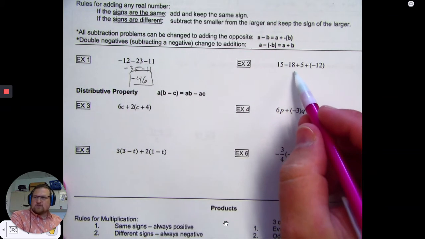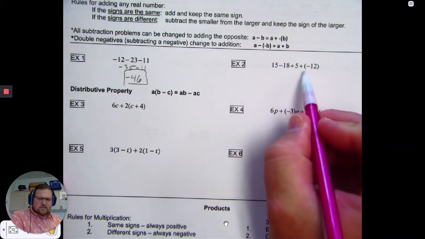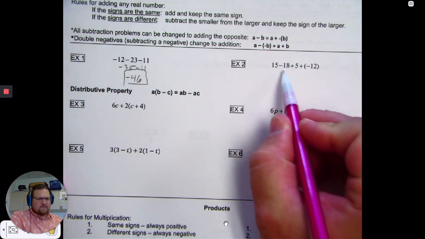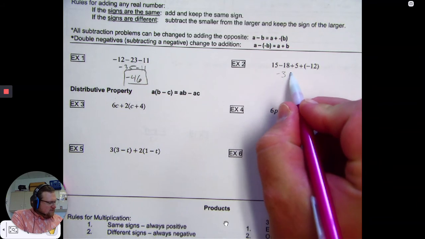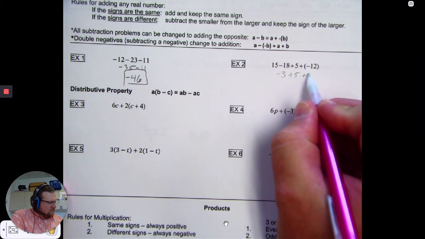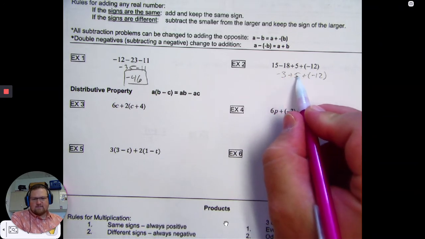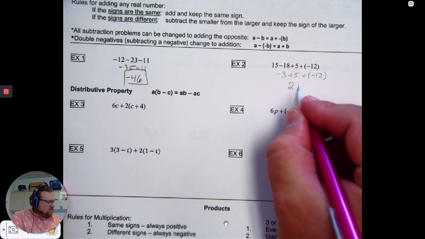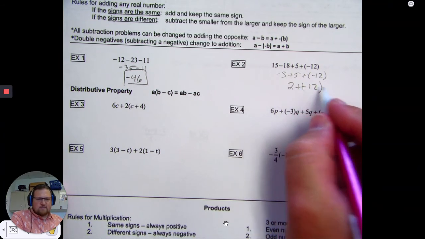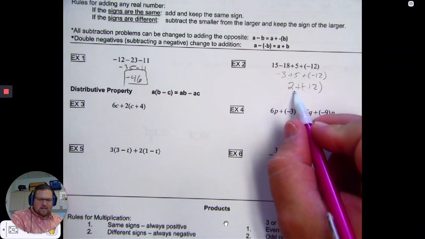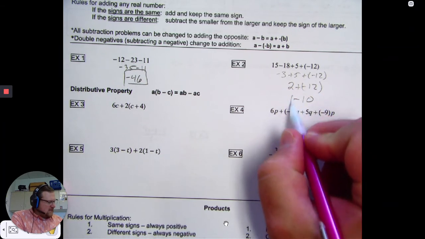Okay, for example 2 over here, again, these are all addition and subtraction, which means we're going to work from left to right. So if we do 15 minus 18, that's a negative 3, and then we have plus 5 plus a negative 12. So if we have negative 3 plus 5, that's going to give us 2 plus a negative 12. Remember, that's the same as minus 12. So you can look at it either way, but 2 plus a negative 12 gives us a negative 10.